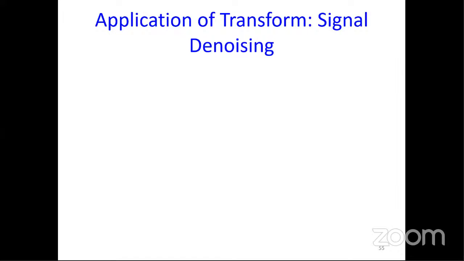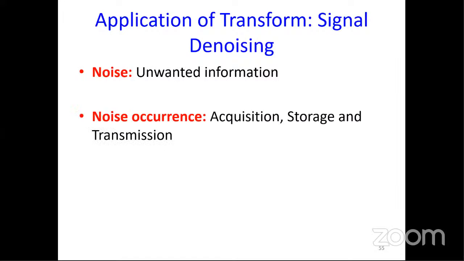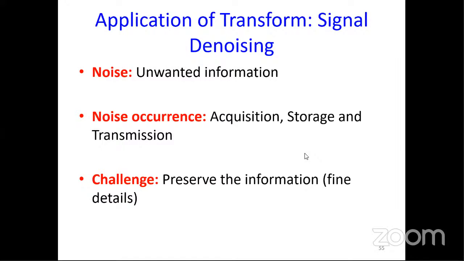Let me do it in a very simple way so that every one of you will be able to understand this. So I hope everyone does washing, right? So how I can understand denoising by means of a phenomenon called washing, we'll try to understand this. So what is basically noise? Noise is basically unwanted information. It occurs either during acquisition, storage, or transmission. The major challenge in denoising is how I can preserve the information by removing the unwanted information.